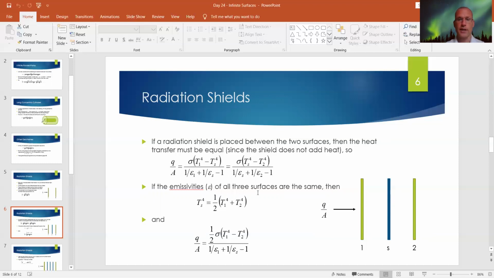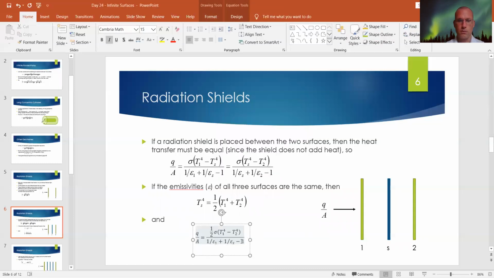And so for that reason, I can again plug that back into these equations and get that my overall heat, just looking at the first and second object, is 1/2 sigma T1 to the 4th minus T2 to the 4th over this resistance term, 1 over epsilon 1 plus 1 over epsilon S minus 1. That should be epsilon 2. So I'm dealing with objects 1 and 2.